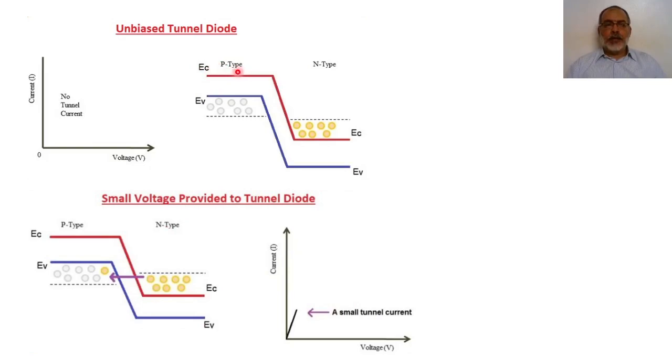The energy band of the tunnel diode looks like this. We have P+ connected to N+. So the energy level for both the valence band and the conduction band for the P type part is much higher than the Fermi level.